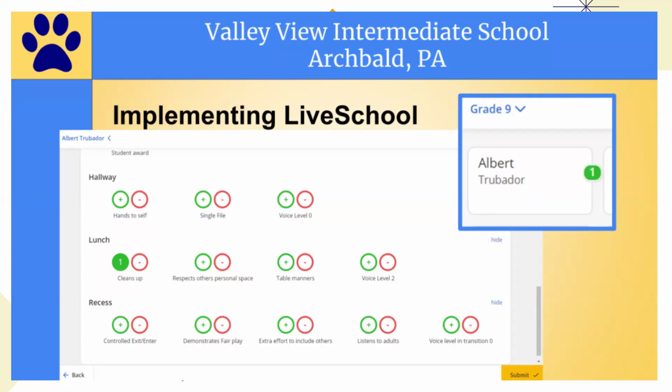And it is very familiar to Class Dojo, if you've heard of that before, and I'm sure most of you have, but it takes it to the next step. So how this is, and we're seeing here kind of a view of one student named Albert, and each student has a page and specific locations. You'll see hallway, lunch, and recess here. And each of those, hands to self, single file, voice level, are all of those kind of rules and expectations that live within that matrix.